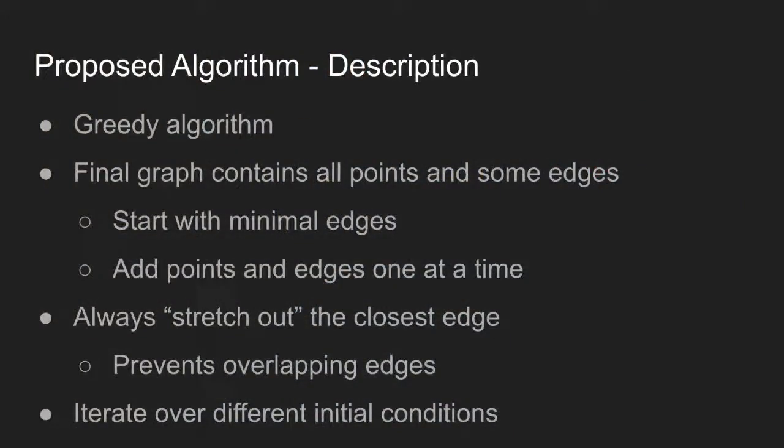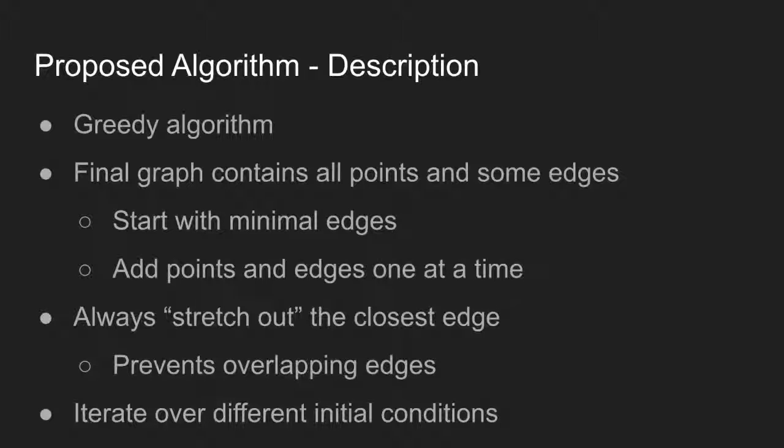So the algorithm I came up with is a greedy algorithm of sorts. So you start with just 2 points and an edge connecting the two of those points. And then you add points to that graph one at a time, and you stretch the closest edge out to connect the new point. What this does, always stretching out the closest edge, is it's going to prevent edges from overlapping. Overlapping edges are a sign of an inefficient graph. If there are edges that intersect with one another, there's going to be a shorter solution to the problem.